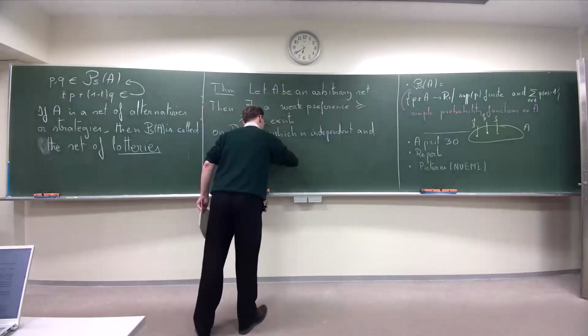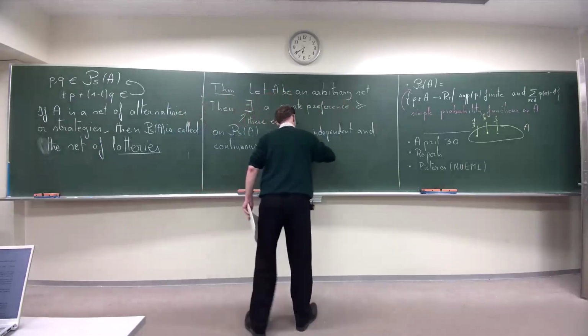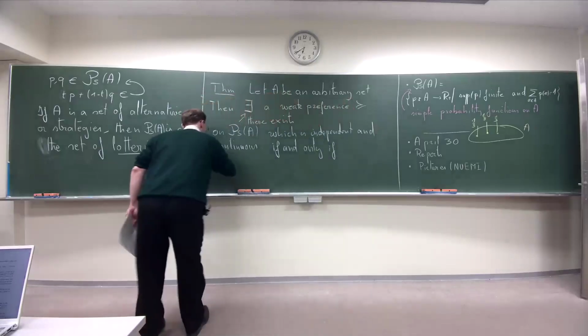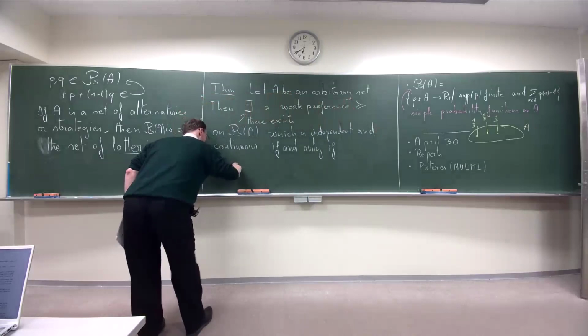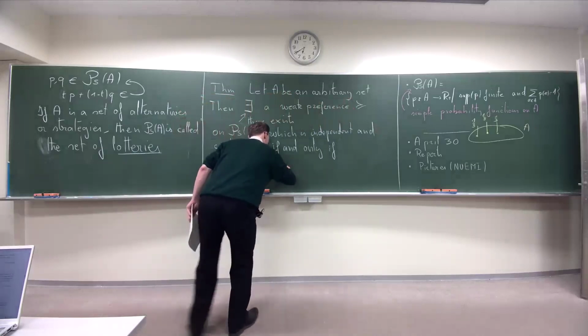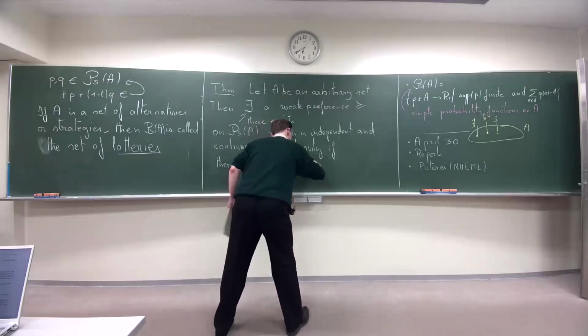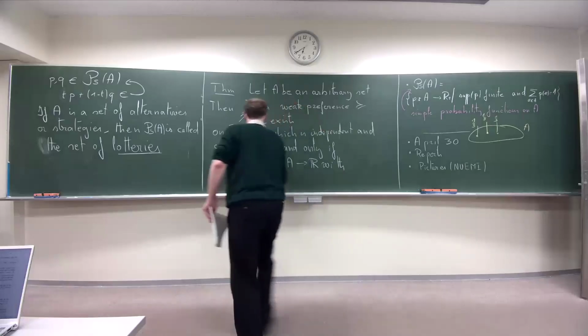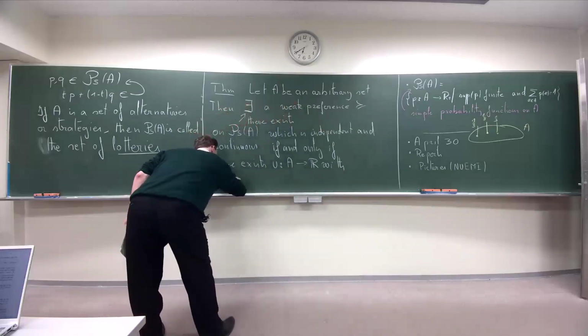if and only if there exists, and it's quite simple, there exists a U from A to R with P.